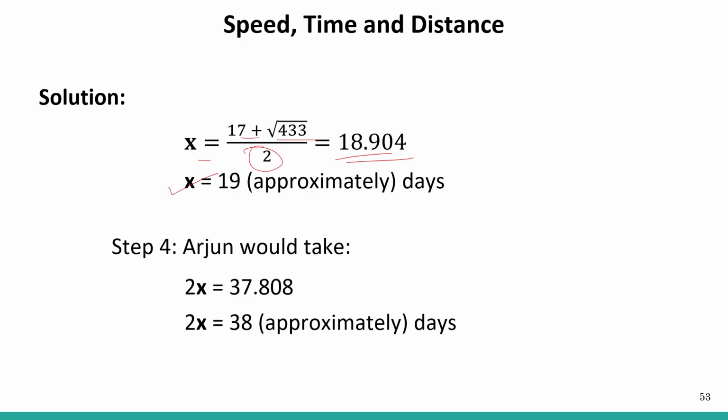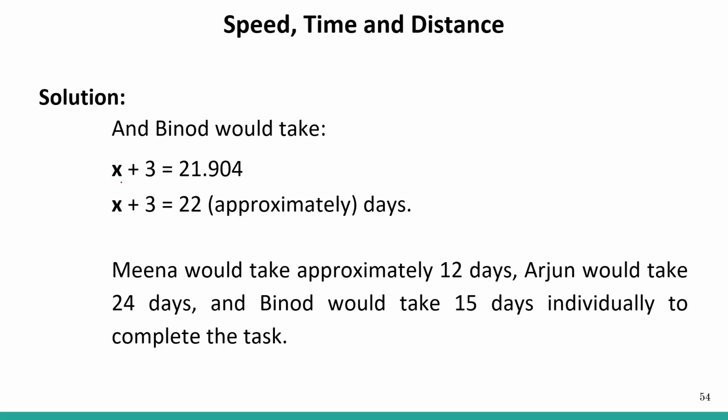So x is equal to 19 will be the approximate days that it will take. So Arjun would take 2x days, so it will be 37.808. Approximately you can say that it can take 38 days. And Vinod would take x plus 3 days, so it will be 21.902 or 22 days. So Meena would take approximately 19 days, Arjun would take approximately 38, and Vinod would take 22 days individually to complete the task.